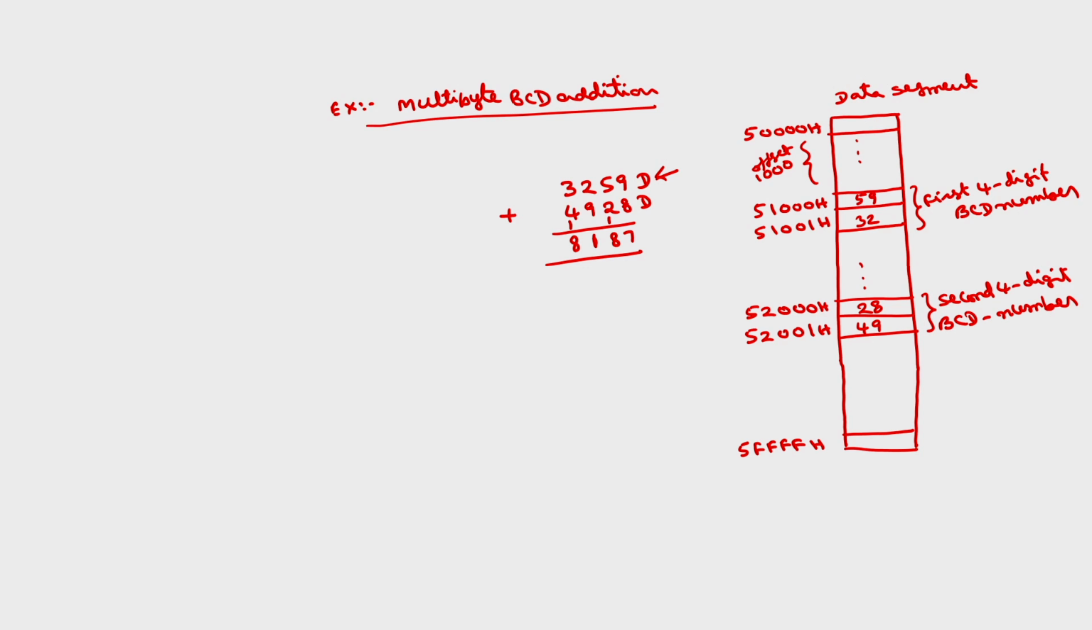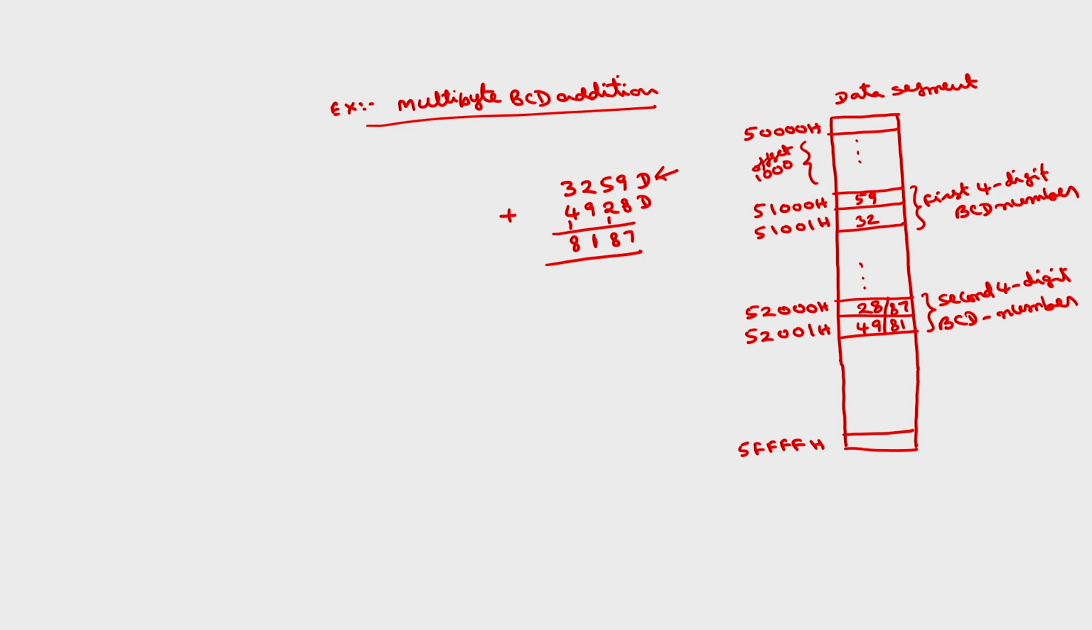So for the sake of simplicity, what I will do is, I want to store the result back into this location. Okay. After the execution of this one, I want to store this 87 here and 81 here. After the execution, I want to replace this 28 with 87 and this 49 with 81 for the sake of simplicity. Okay. Now what will be the program?